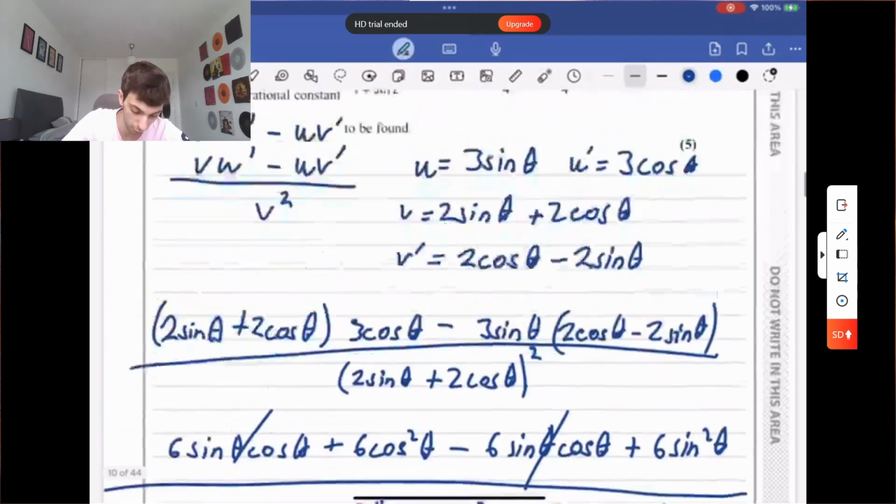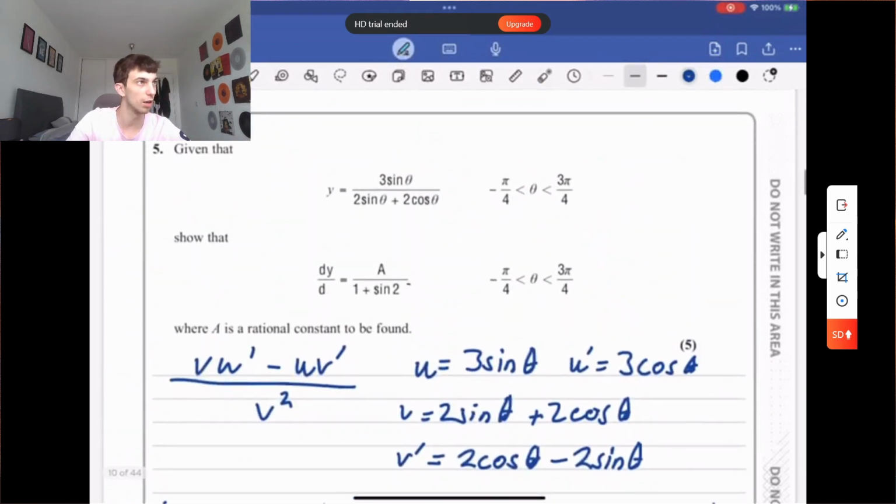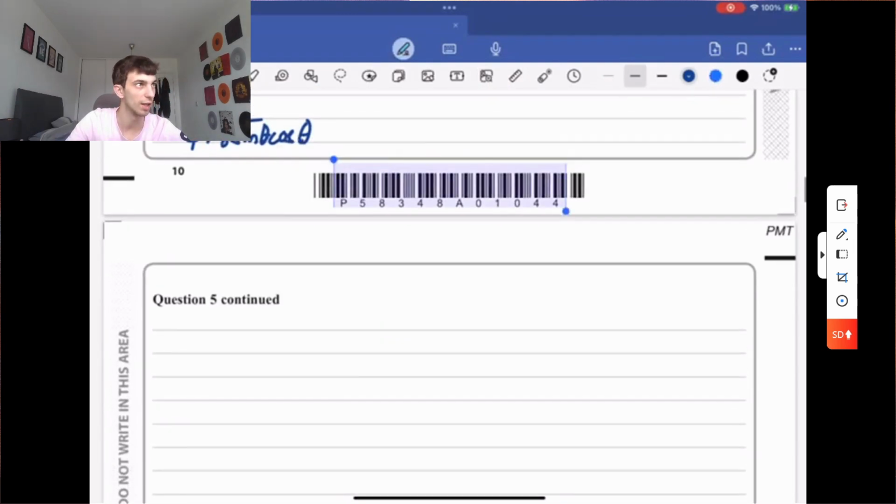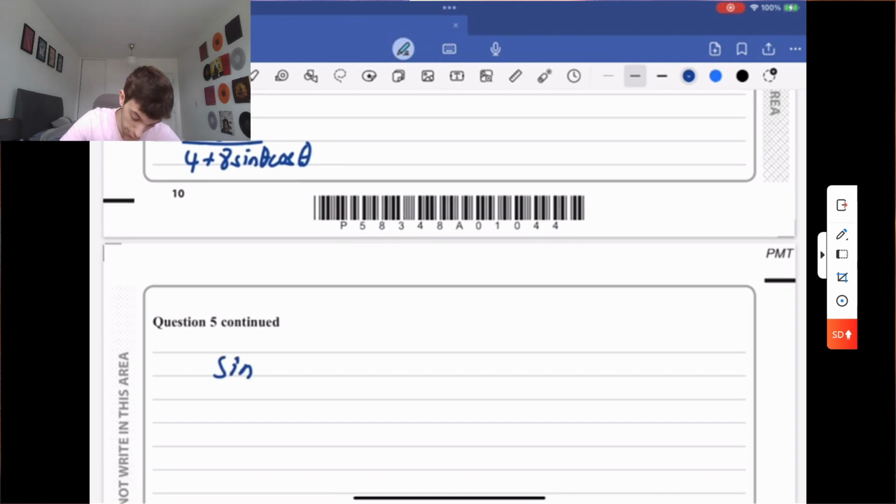But remember, what are we trying to get to? We need sine 2 theta in our answer, okay? So let's quickly remind ourselves of sine 2 theta, the double angle idea. So we have that sine 2 theta is equal to 2 sine theta cos theta. Okay, so this is going to be useful.